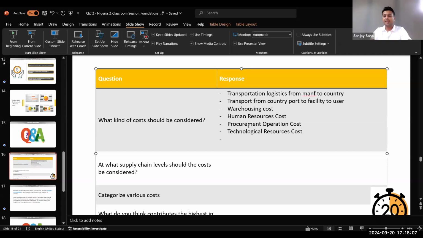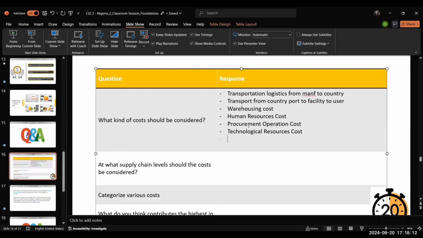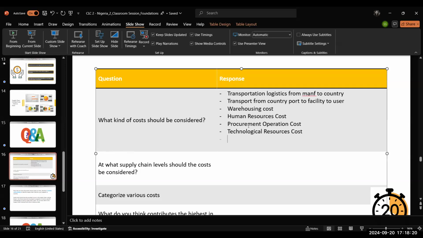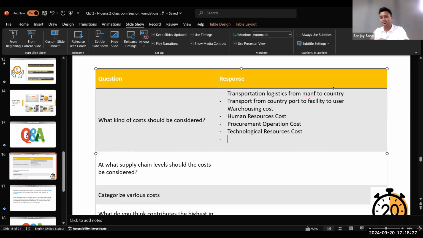Anything else that you think we are forgetting? Anyone? Sanjay, may I? You can go ahead as well. Just from what I learned from you today in this lecture, storage costs is something I think we're forgetting. Yeah, so that's warehousing. So you can write warehousing slash storage.